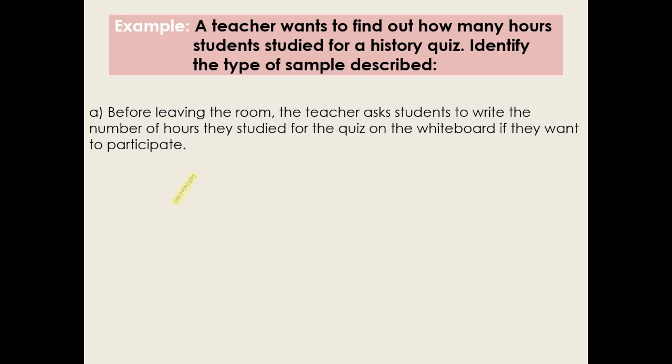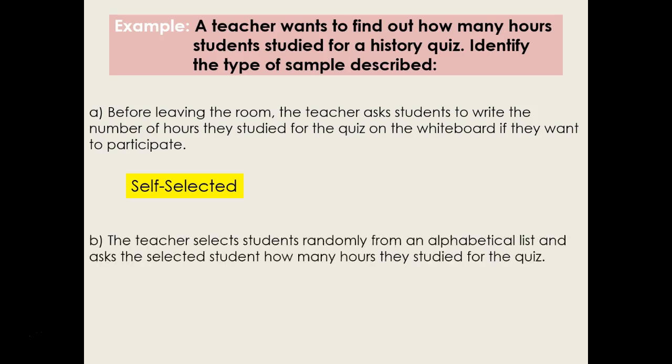If you say self-selected sample, then you are correct. By allowing the students to choose whether they want to participate or not, we're allowing them to self-select their participation. Usually when this happens, there is something that is called bias. Because the students who say, I would like to be part of this sample, are probably more likely to have studied for the quiz and to say that they've studied. If you didn't study, you're not likely to be one of the ones who choose to participate.